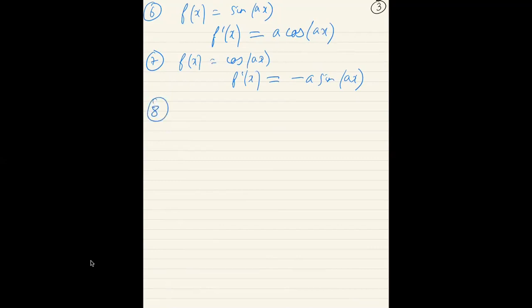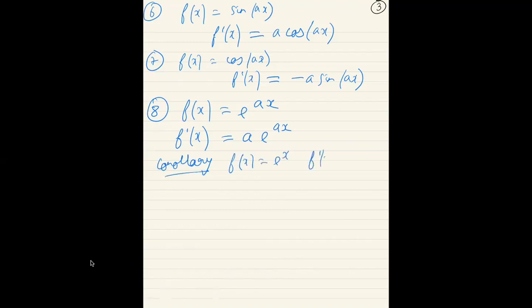Eighth one is related to the puzzle I left at the end of the last module, where f of x is equal to e to the power ax. In this case, f prime of x is a e to the power ax. As a corollary to this one, if f of x is equal to e to the power x, then f prime of x equal to f double prime of x equal to any order of derivative f100 of x is the same, e to the power x. For this one, however, f double prime of x would have been a square e to the power ax, right? The constant would be treated as it is, and this would give a second constant coming about.